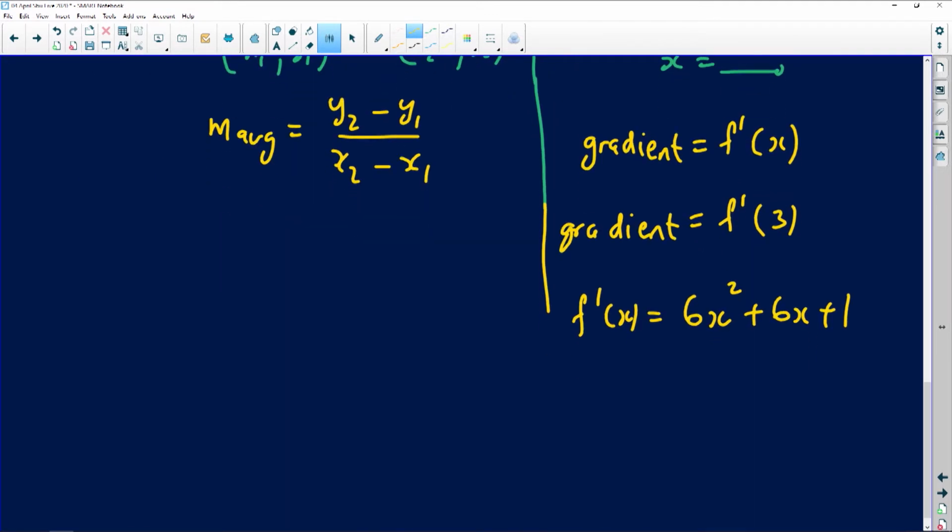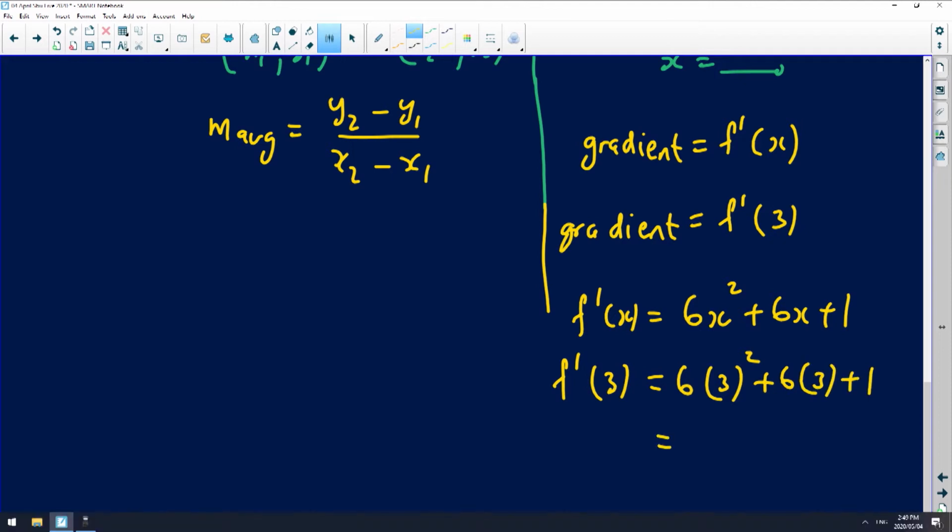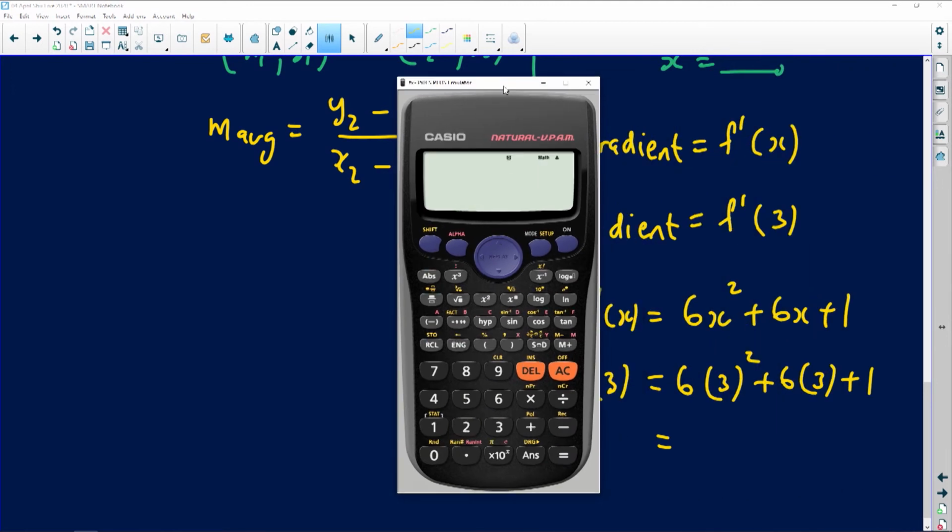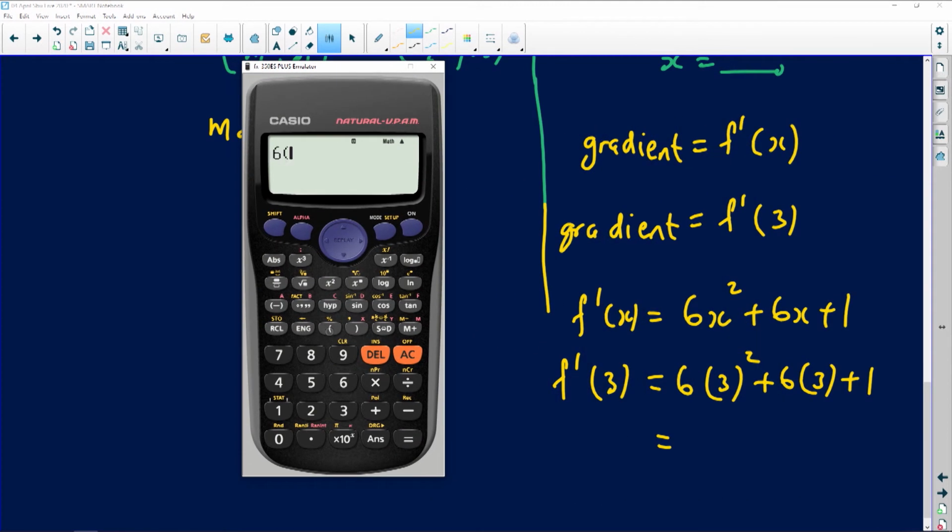Now, once I've got this, I'm looking for the derivative when x is equal to 3, which means we are looking for the gradient when x is equal to 3. So wherever I see x, I'm going to replace that with 3: 6 into 3 squared plus 6 into 3 plus 1, and then the rest is just calculator work. Then this is going to amount to 73.